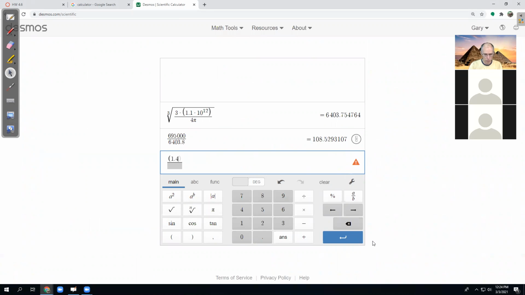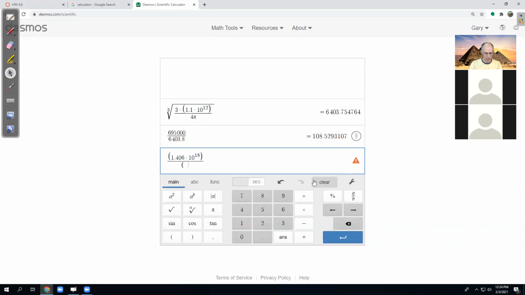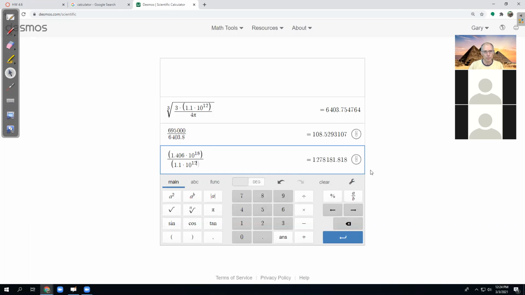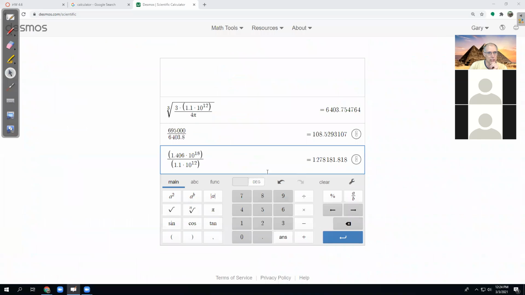1.406 times 10 raised to the 18th. And I'm always going to go back and double check that I typed them right, because sometimes my mind or fingers do something other than what I intended. Then 10 to the 12th. I missed the 10 to button, there we go. I put parentheses in just to be safe. Now I want to double check I have the numbers right: 1.406, 10 to the 18th, and then 1.1 times 10 to the 12th. So I'm pretty sure I typed them correctly.